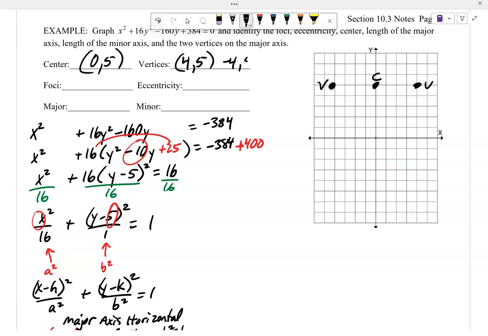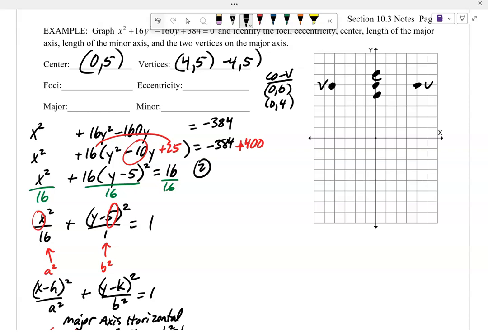And negative 4, 5. My covertices would be up 1, down 1. So my covertices would be 0, 6. Let me write my covertices: 0, 6 and 0, 4 would be my covertices on this.